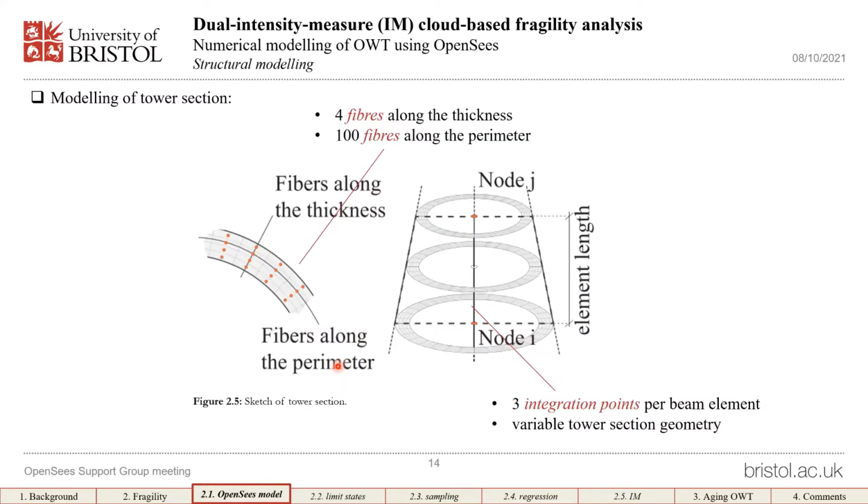The modeling of tower sections is presented in this slide. Given that the tower has variable sections, patches of fibers were defined according to the actual geometry at each location. And for each cross-section, 4 fibers were defined along the wall thickness, and 100 fibers were defined around the perimeter.